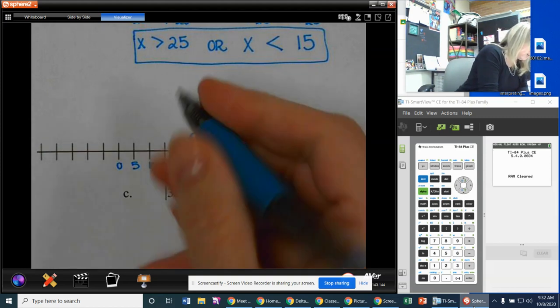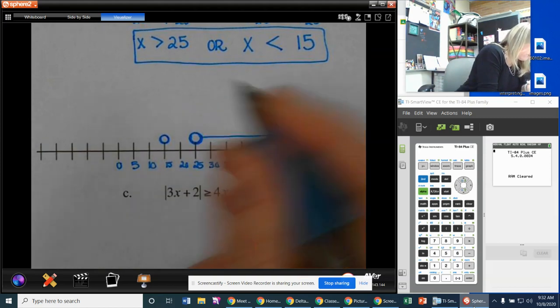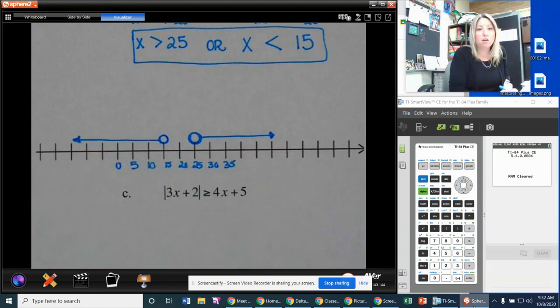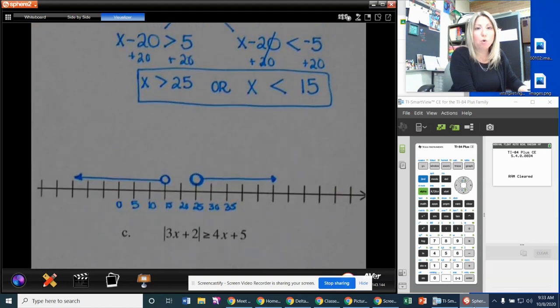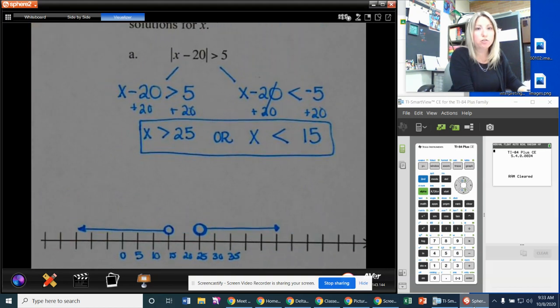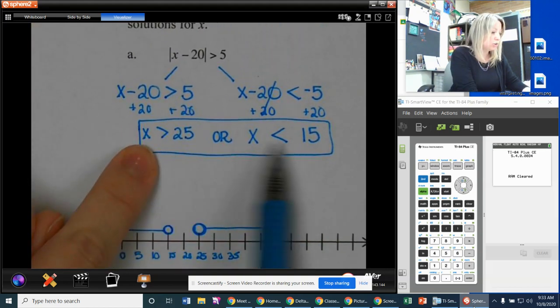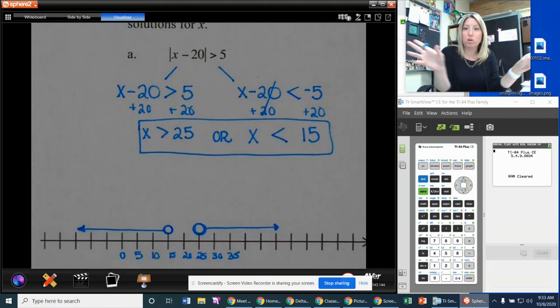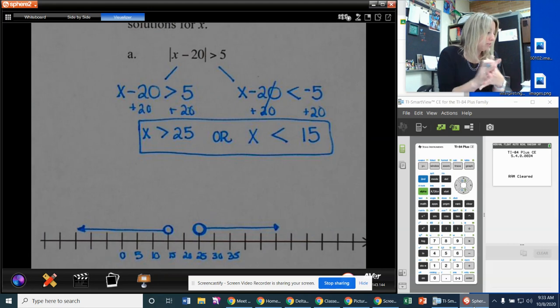X has to be less than 15. So here's my open circle over 15, and everything smaller than 15 gets covered. That's my OR inequality. And as you already know, OR inequalities are going to go opposite directions like this. And this solution set does not have any shared answers. So that's why we're going the opposite directions on a number line. So that's not too bad.